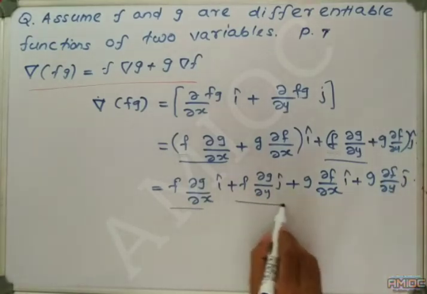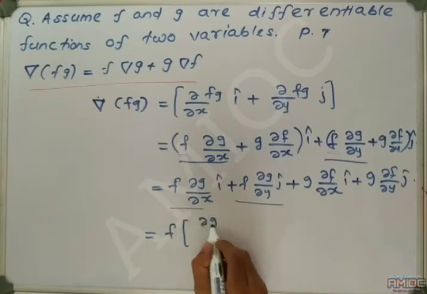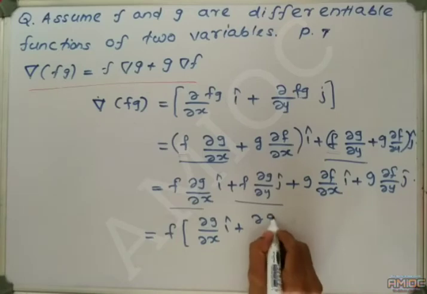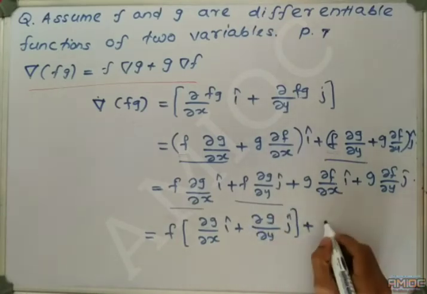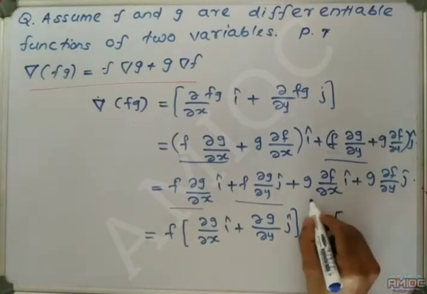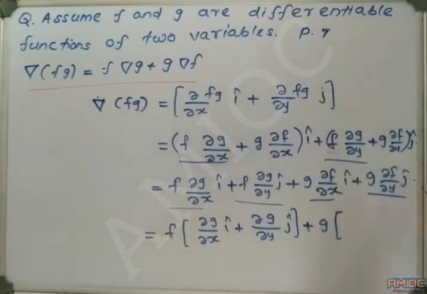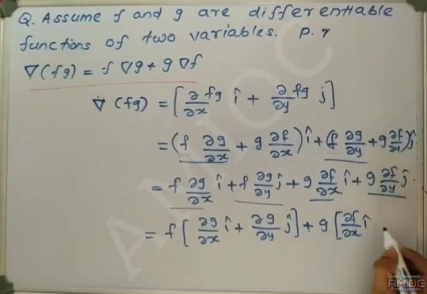From these terms, we can take f outside as a common factor. Then we get f into the partial derivative of g with respect to x i cap plus the partial derivative of g with respect to y j cap, plus g into these two terms containing g as a common factor. If g is taken outside, we get g into the partial derivative of f with respect to x i cap plus the partial derivative of f with respect to y into j cap.